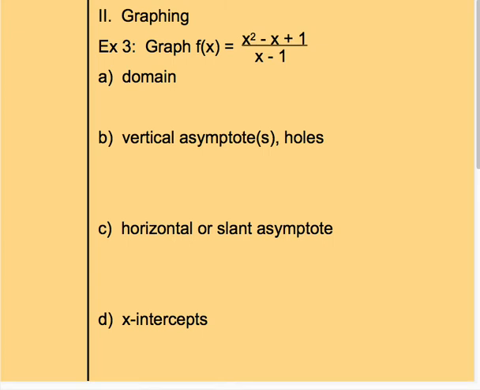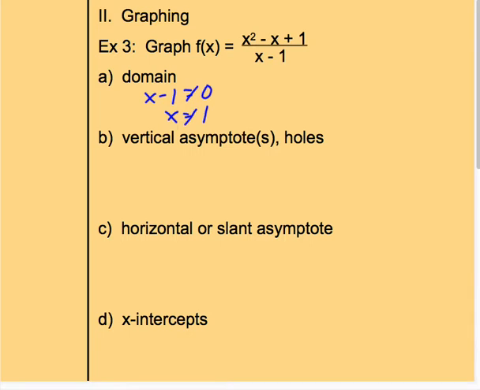And in our last example, we're going to take a look at putting all of the graphing together. So we're going to start with the domain. In this case, set the denominator not equal to 0. So we have a domain restriction, x cannot equal 1.